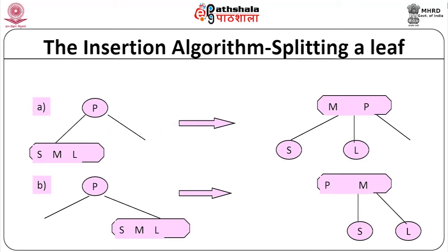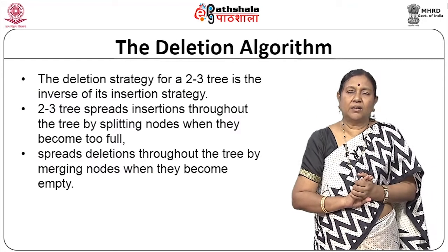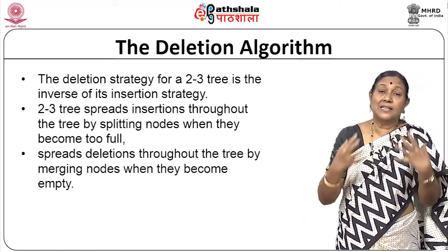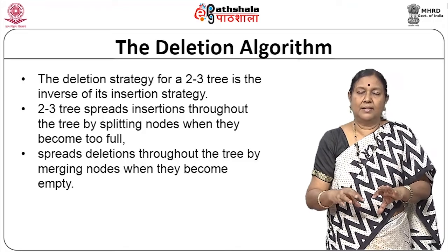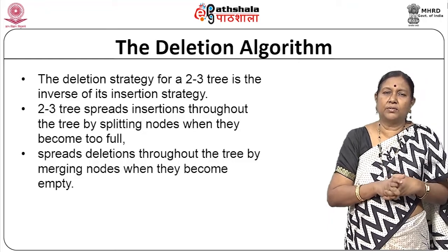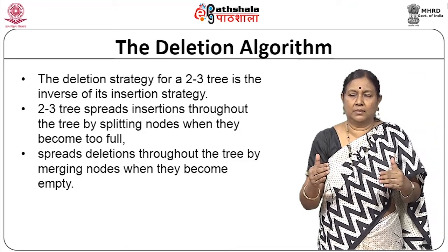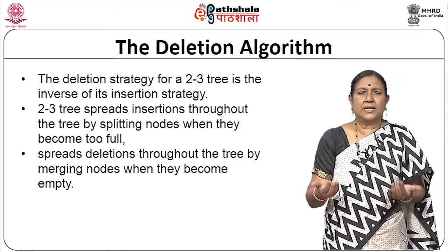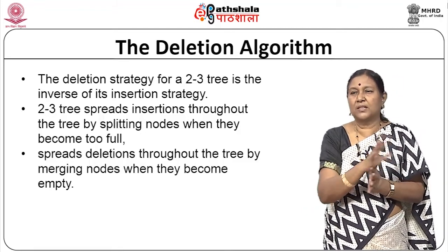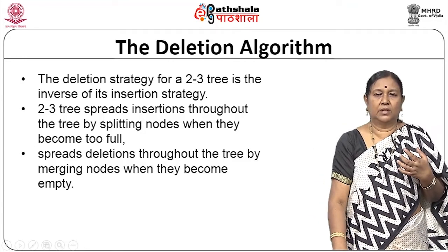Now, if the parent has only 2 values, we saw from the example what had to be done. The deletion strategy for a 2-3 tree is the inverse of the insertion strategy. In insertion we had to do a splitting, in deletion we will have to do a merging, we will see that. So, 2-3 tree spreads insertion throughout the tree by splitting nodes when they become too full. It spreads deletion throughout the tree by merging nodes when they become too empty. So, that is the opposite of insertion. So, we will see how this is done.